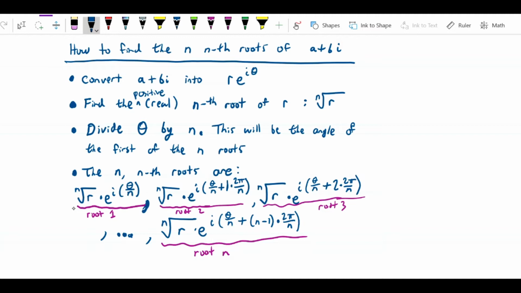So all the roots are going to lie on the same circle whose radius is the nth root of r. That's why you calculated this number up here. That's going to be the radius of the roots. And you're going to start with theta over n as the angle of the first root, and then you're going to keep adding 2 pi over n. In other words, 1/nth of the way around the unit circle until you get to all the roots.